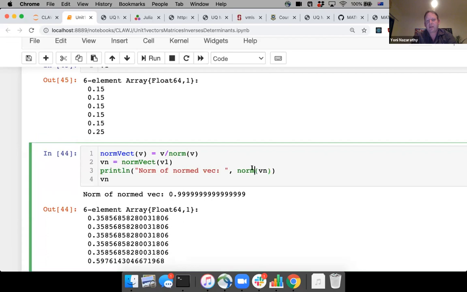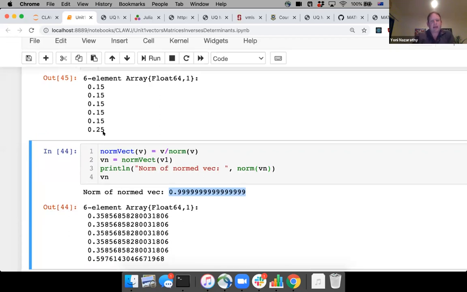So if I look at the norm of Vn, you see this. This is basically a 1, it's numerically a 1. Okay, so that's the normed vector. By norming a vector, we no longer know its norm, but we still keep its direction. So it's basically a vector that's somewhere on the unit circle or the unit sphere. In this case, it's a six-dimensional unit sphere. Okay, that's the action of norming.